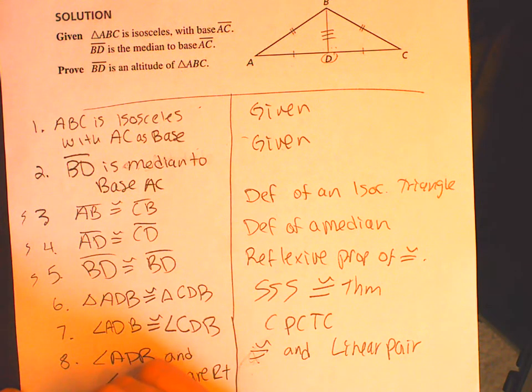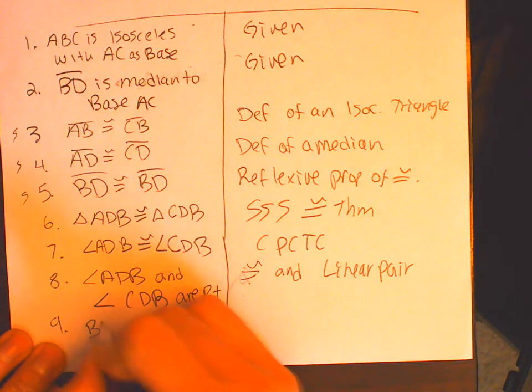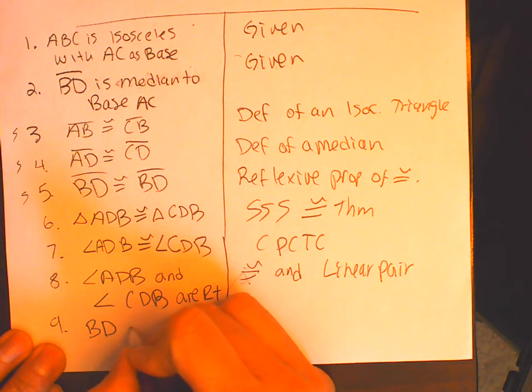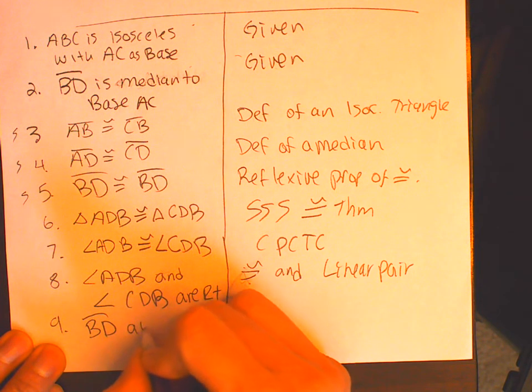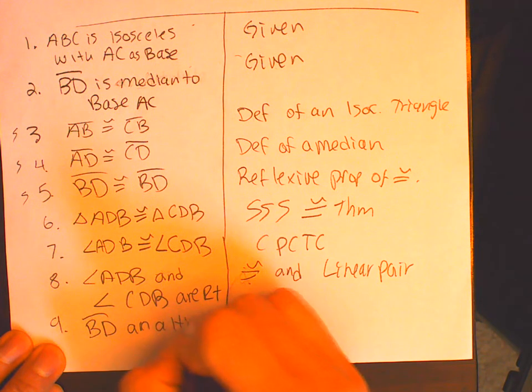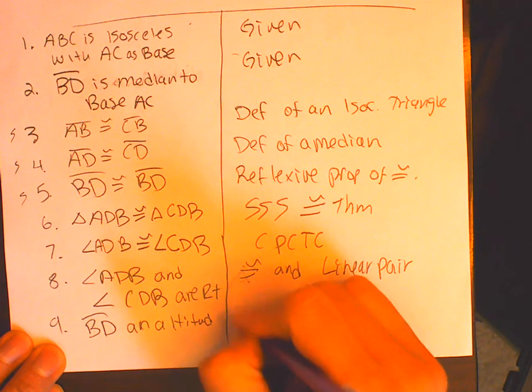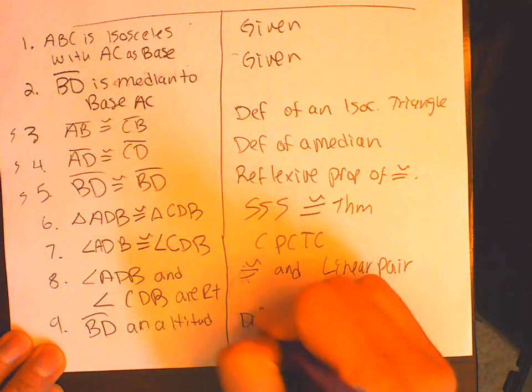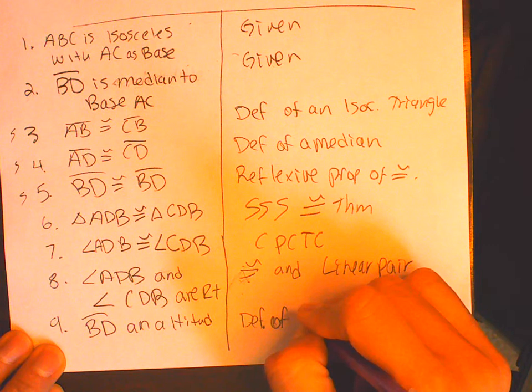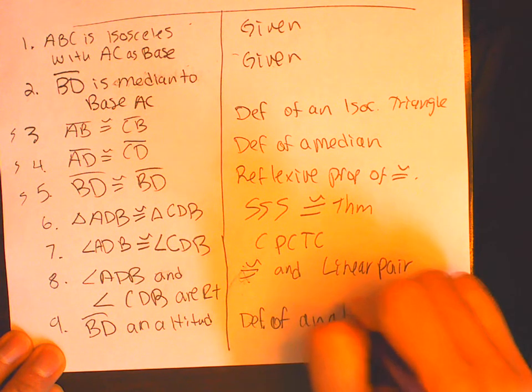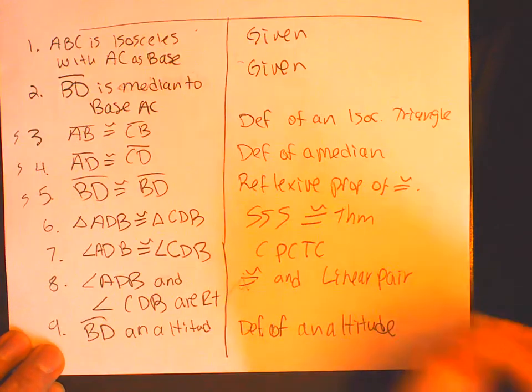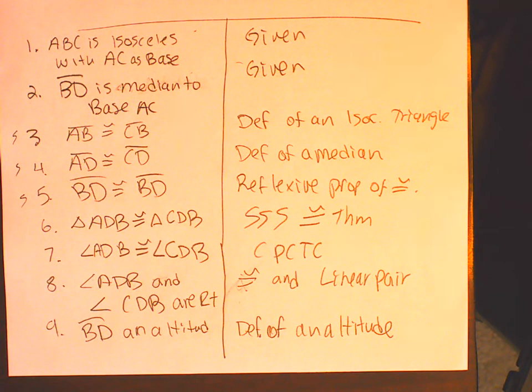So, in the last step, BD is an altitude, by the definition of an altitude. I think I skipped one little step where I have to mention that they're perpendicular, but then again, this proof is long enough.